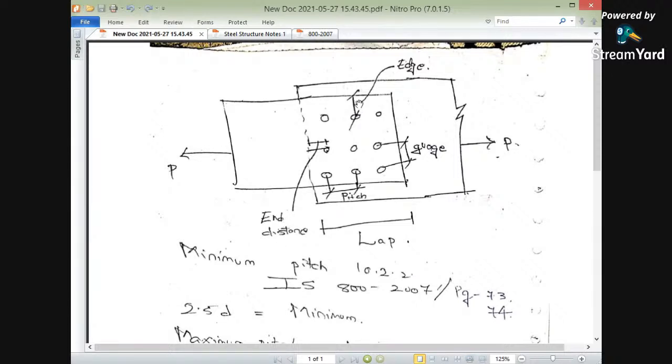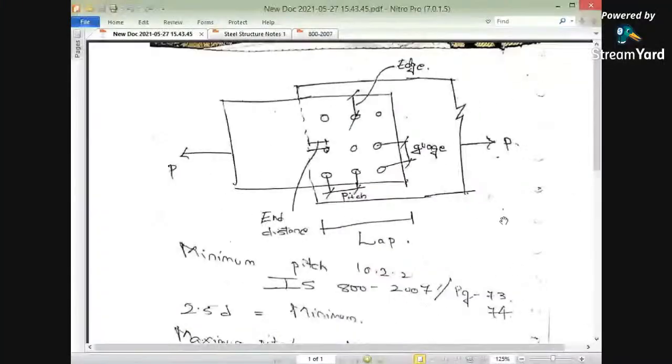Again, when the distance is measured from the outer surface of the plate to the outer bolt, but perpendicular to the direction of the force, because the force is in x and we are measuring in the y direction, this distance is called the edge distance.